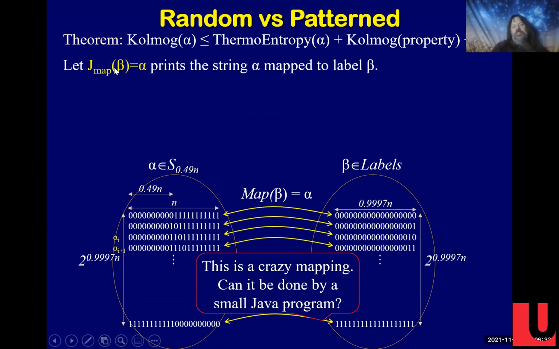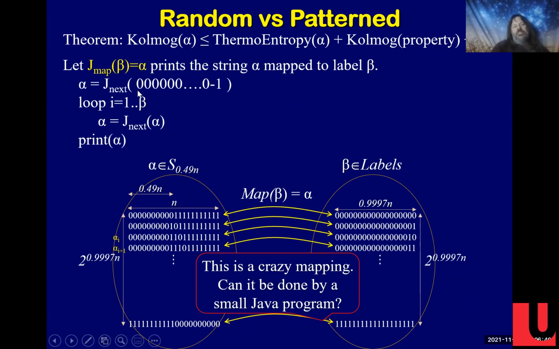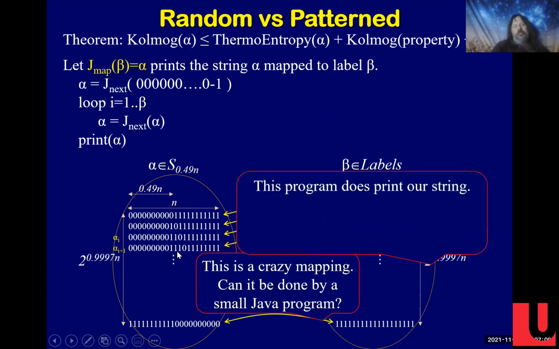All right, so now here's a program which, given beta, outputs alpha. How does that one go? Well, it starts off with basically the zero string, and then it keeps asking: give me the next string, give me the next string, give me the next string. Every time it gets the next string, it counts, and when it counts up to the beta-th one, it prints out the string.